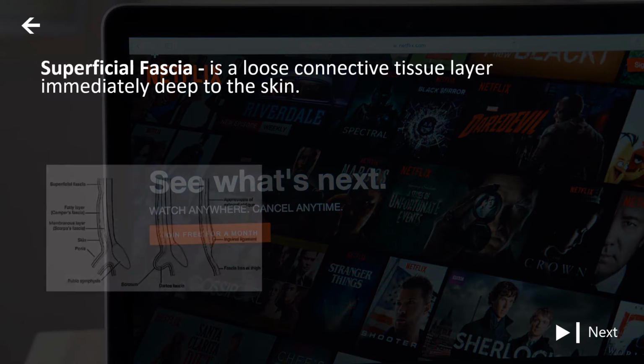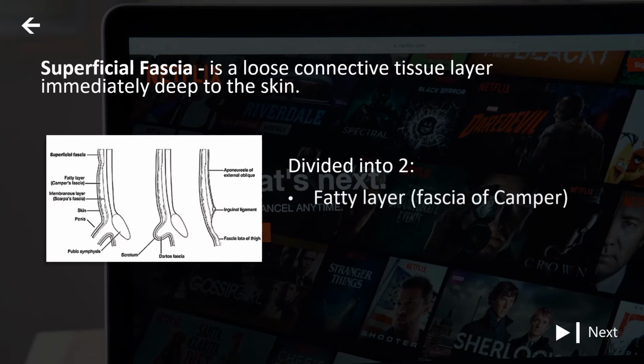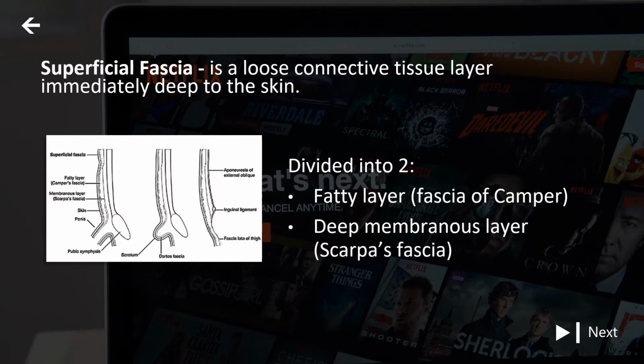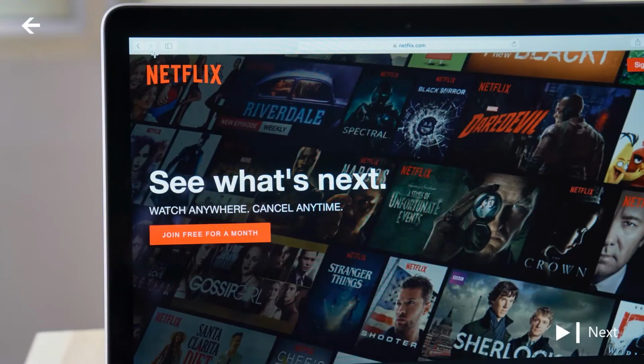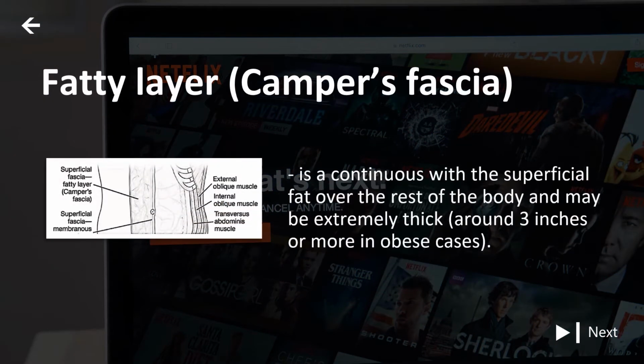Superficial fascia is a loose connective tissue layer immediately deep to the skin. It is divided into two: the fatty layer, or the fascia of Camper, and the deep membranous layer, or the Scarpa's fascia. The fatty layer, or Camper's fascia, is continuous with the superficial fat over the rest of the body and may be extremely thick. It is around 3 inches or more in obese patients.